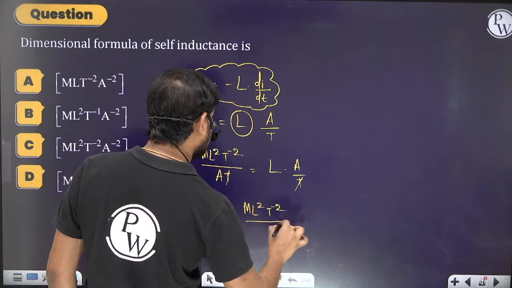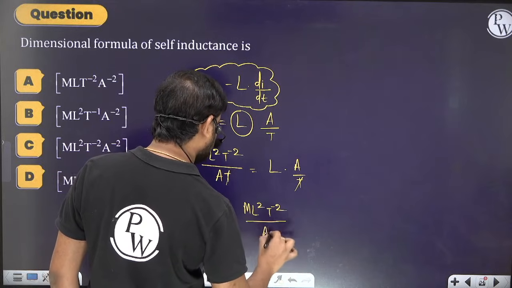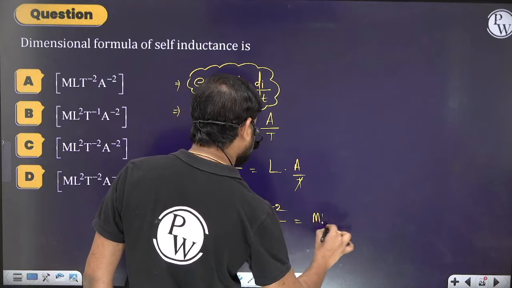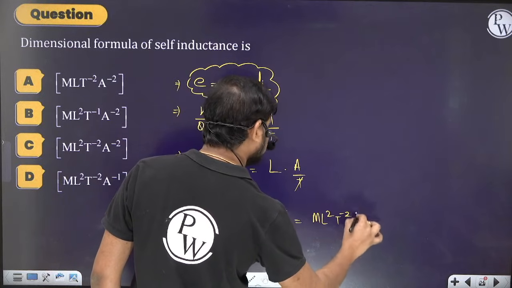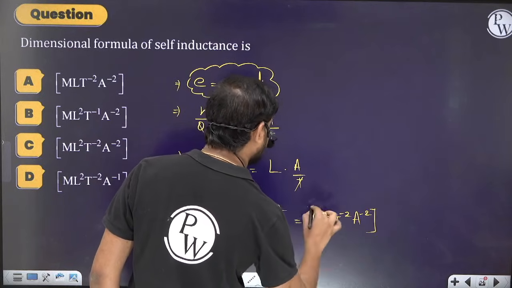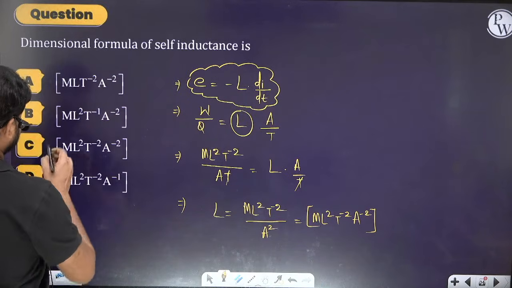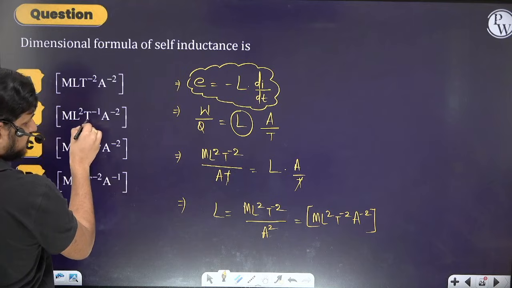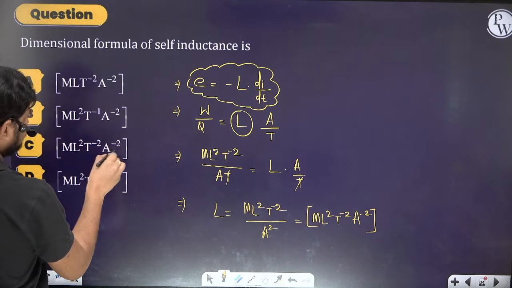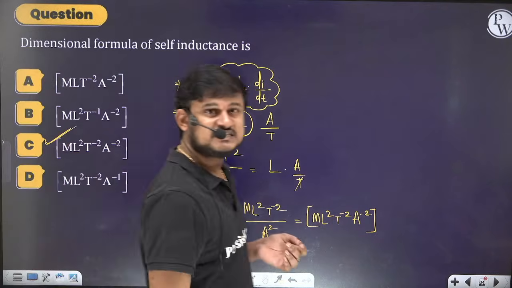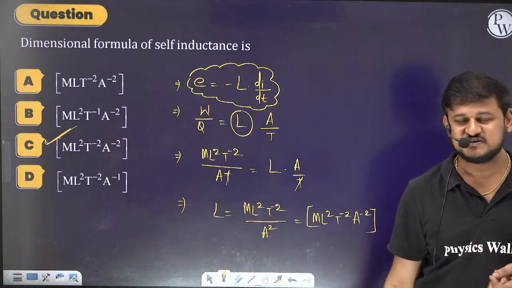So here A to the power 2. If you send it upside, it is m L square T to the power minus 2 A to the power minus 2. M L square T to the power minus 2 A to the power minus 2. Option C is the correct one. Understood? Chal.